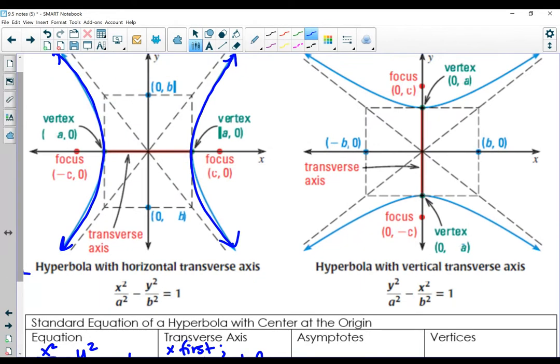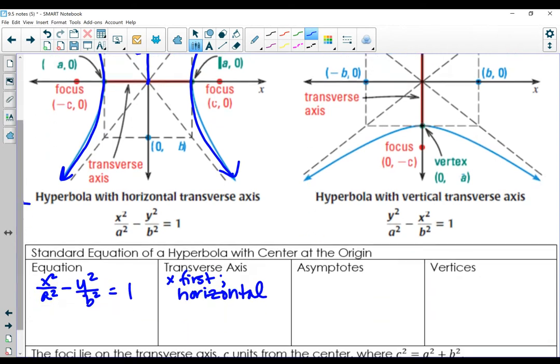The next important thing that we want to list are asymptotes. So asymptotes are these dashed lines that go through the middle. Our asymptote goes up b units in the y direction and across a units in the x direction, because y squared is over b squared and x squared is over a squared. So that's where that comes from. Or we could go b units down and a units to the right and get the equation for that other line. So we'll write this as y equals plus or minus b over a times x.